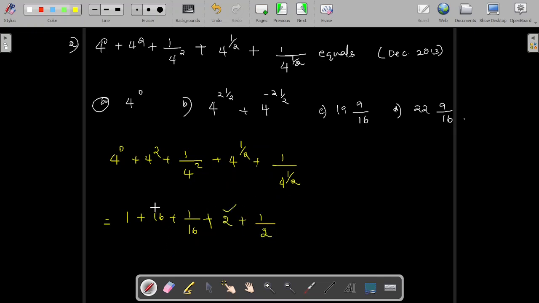So add all the whole numbers first. That is 19 plus 1 by 16 plus 1 by 2. Let us simplify this. 16 is the LCM, then you will get 8 by 16, 8 plus 1, 9. So 19 plus 9 by 16, which is nothing but 19 is the whole value, then the fraction 9 by 16. The third option is the answer.